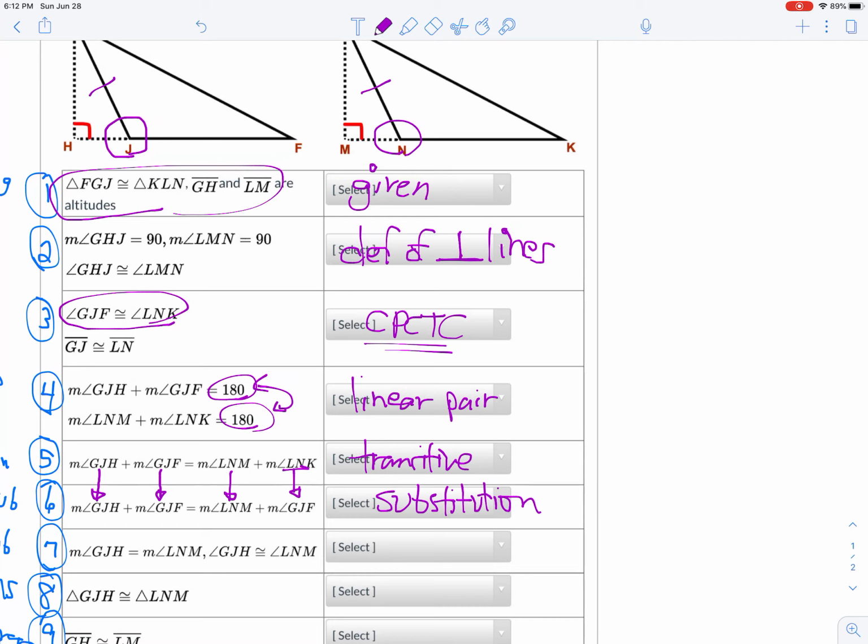Now, let's see, what has happened here? Angle GJH has become congruent to the measure of angle LNM. Oh, okay. There are two equivalent pieces on both sides of the equation. They have been subtracted. And when the measure of an angle equals the measure of another, we can say that they are congruent.